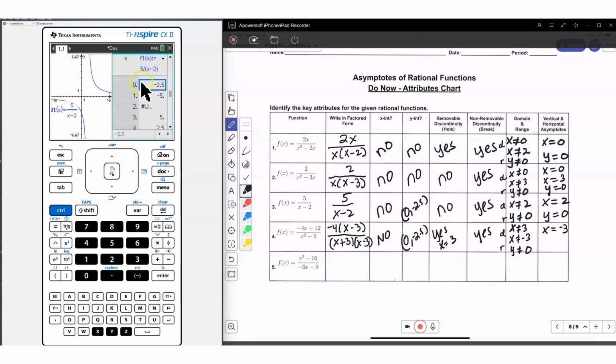And we're going to have to change this here because it was not the correct graph. So I would leave it as negative 4x plus 12, and then your denominator x squared minus 9. Don't type it in factored form because it doesn't give you the graph correctly.